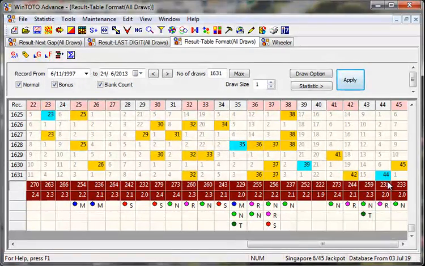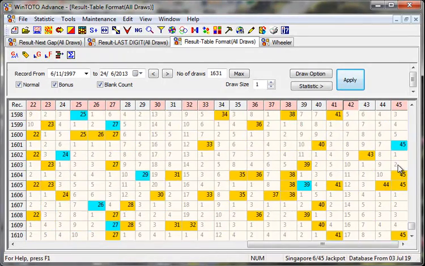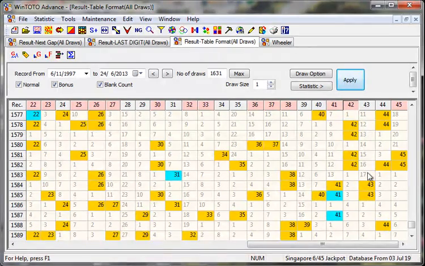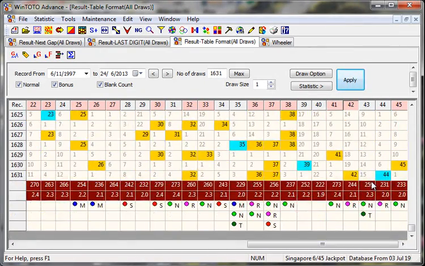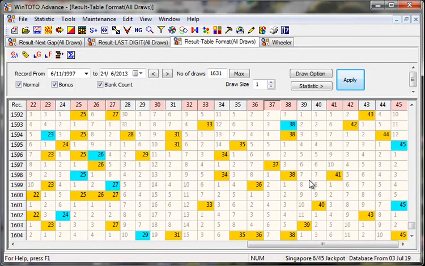So maybe we have to take a look at some of the numbers that we may want to take out. For example, let's say 42. You think 42 will repeat? So far in the past, it seldom repeats. It does repeat, but very long time ago. So we may have to take a look at all the repeat numbers. Okay, what about 37? Do you think it will repeat again?